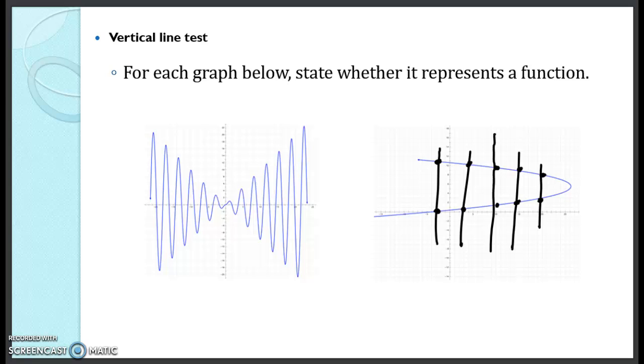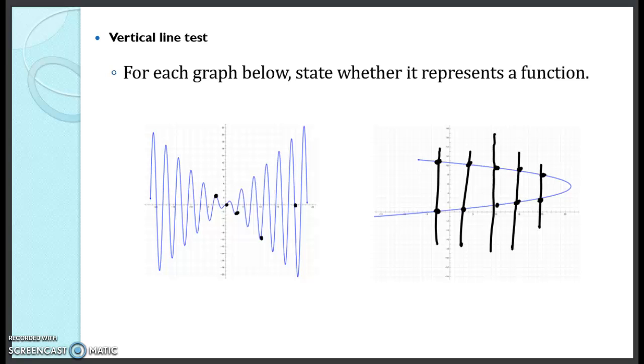Now let's look at this one. This one looks a little crazy, but this input, not quite sure what that would be, a little hard to tell, has an output way up here. There's no other output. One output for that input. For this input, there's one output. For this x value, there's one y value.